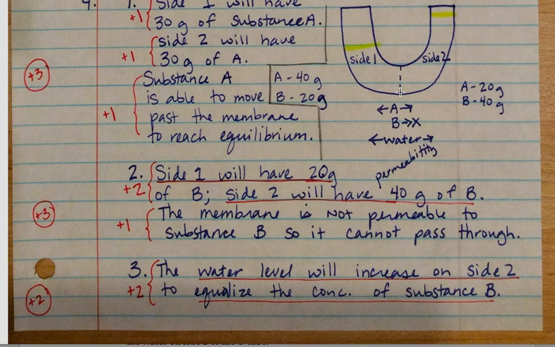Okay, and then the next one, the water level will increase on side 2 to equalize the concentration of substance B. So because substance B cannot move, but the water can, the water will dilute substance B on side 2, and so it will increase. This is like the primo example of osmosis in a U tube. You will see this on your test. You will see this in college.